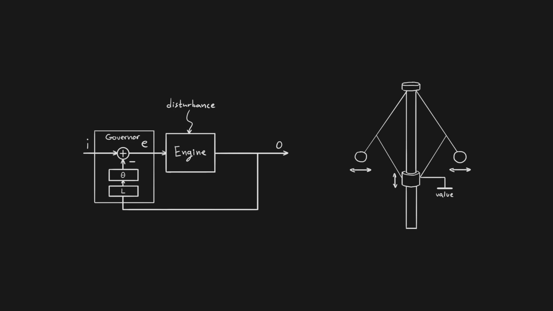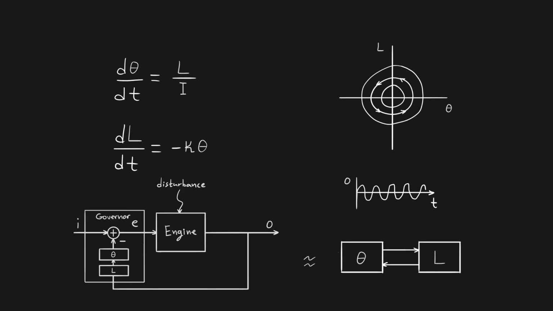This causes the balls to then lose momentum and fall, opening the valve again and increasing the speed of the engine. Because of this back and forth, the governor can be modeled as a simple harmonic oscillator, similar to the mass on a spring from the first part, but with the two phase space variables being the angular position and momentum of the balls. The rate of change of the angular position is the angular momentum divided by the moment of inertia. The rate of change of the angular momentum is the torque, which in this case is minus kappa theta, where kappa is the restoring force constant due to gravity and theta is the displacement of the balls from equilibrium. The feedback is again negative.